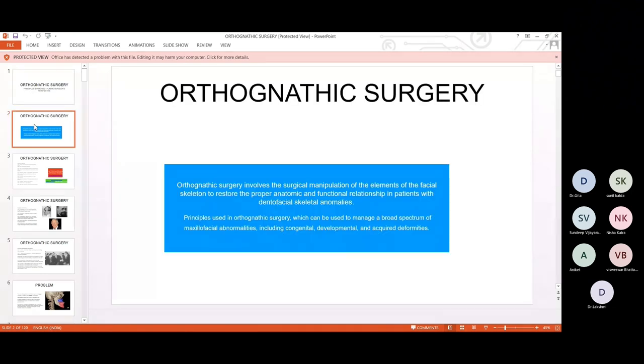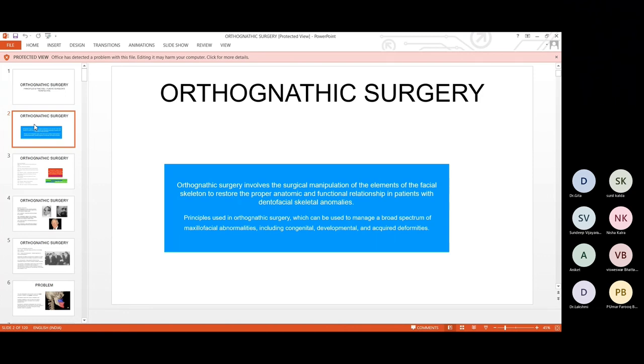So what is orthognathic surgery? Orthognathic surgery involves the surgical manipulation of the elements of the facial skeleton, so as to restore the proper anatomic and functional relationship in patients with dentofacial skeletal anomalies.